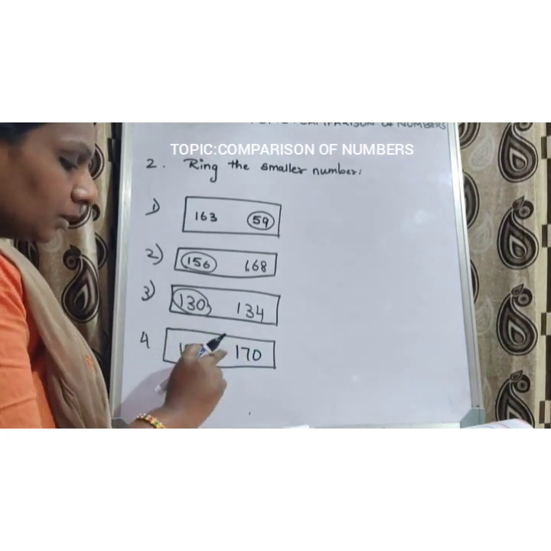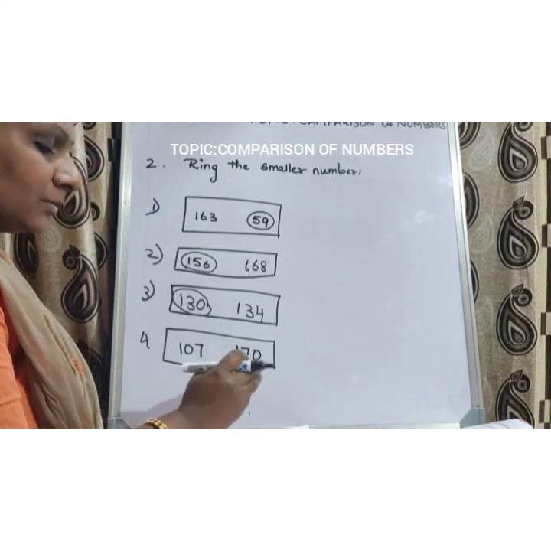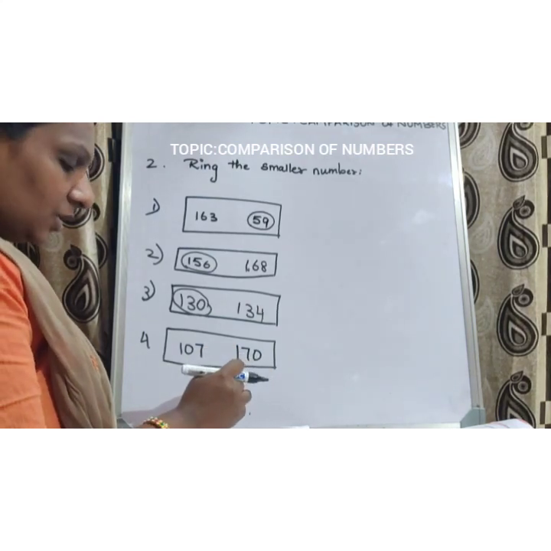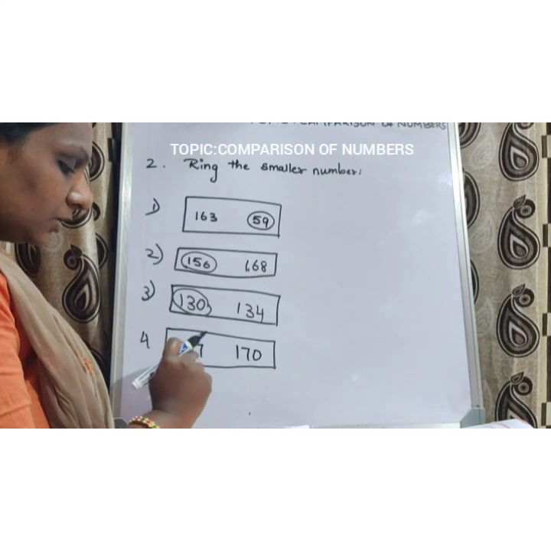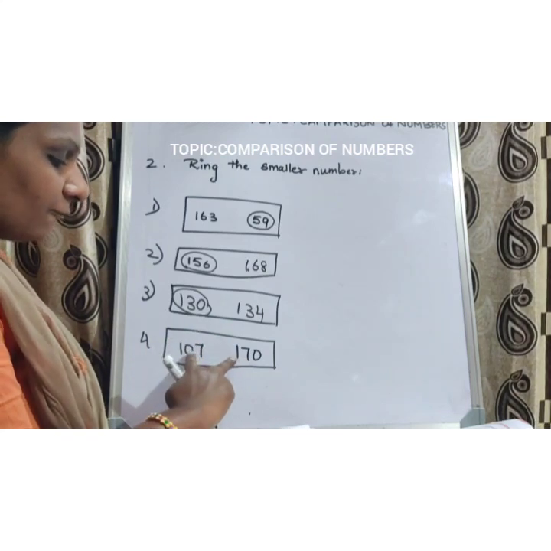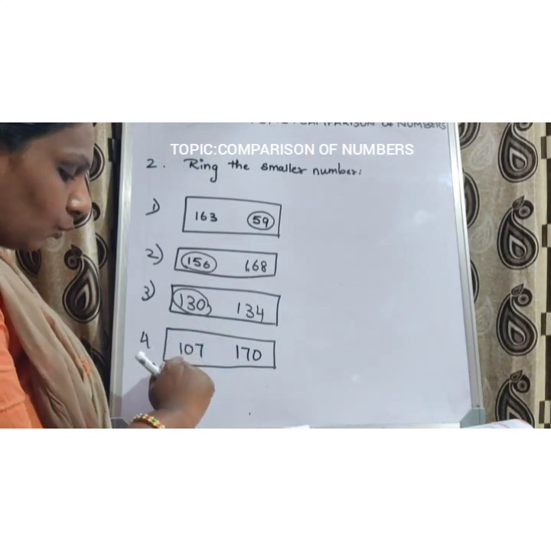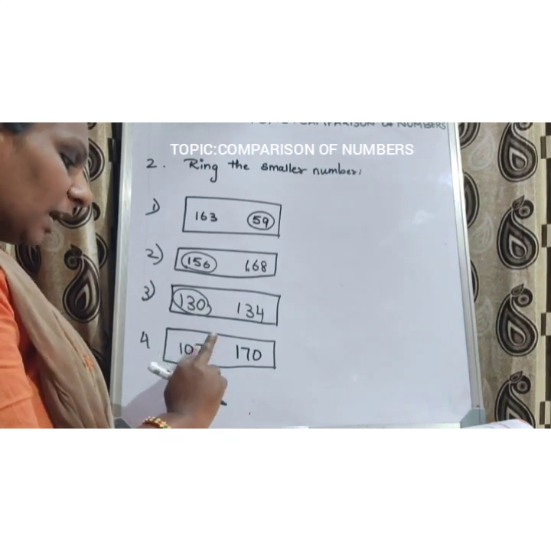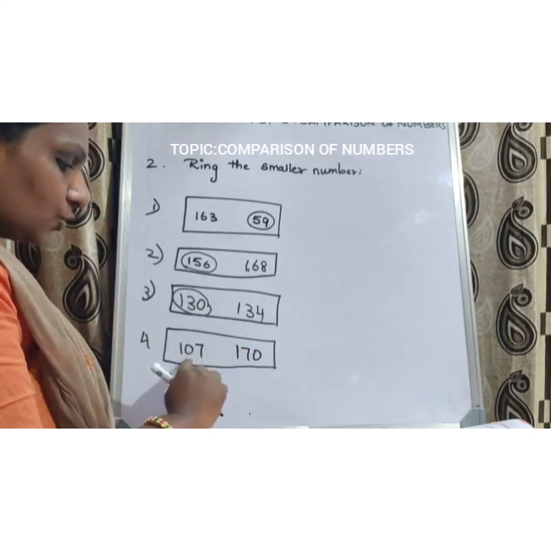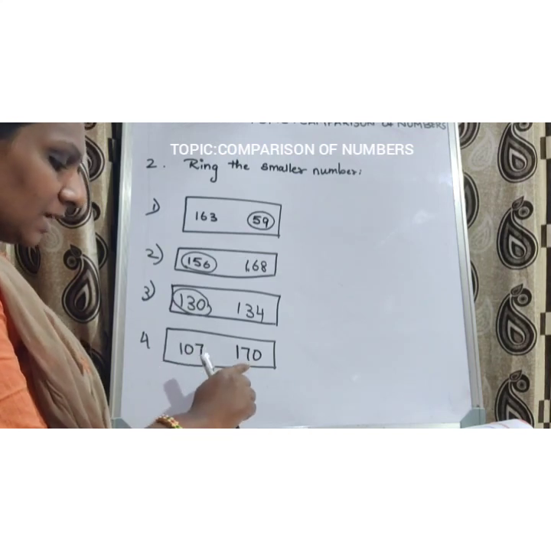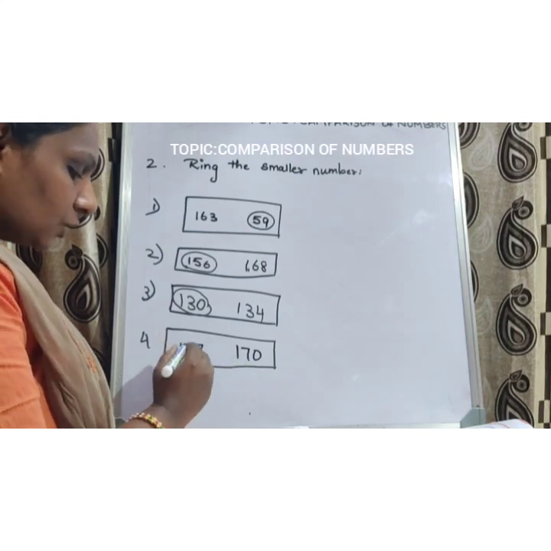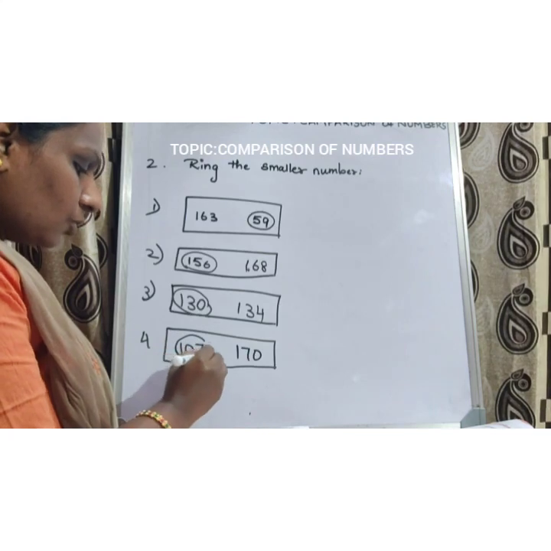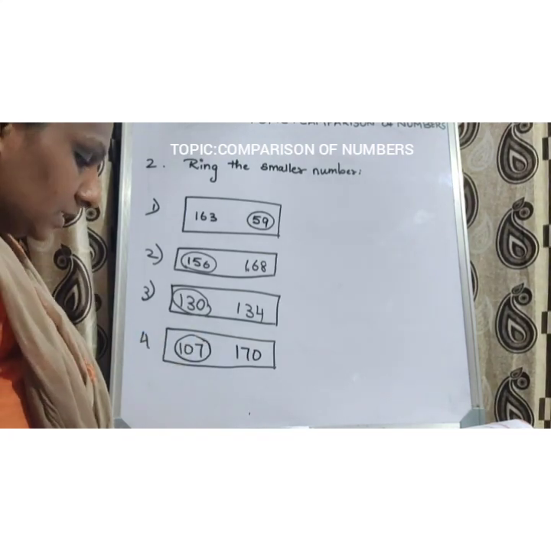So first, both the numbers are 3-digit numbers. So we have to compare the first digit of the given numbers. 1 and 1, so the hundreds place numbers are the same. So what do you have to do? We have to go for the tens place. Here it is 0, here it is 7. So which one is smaller? 0 is smaller. So circle 107.